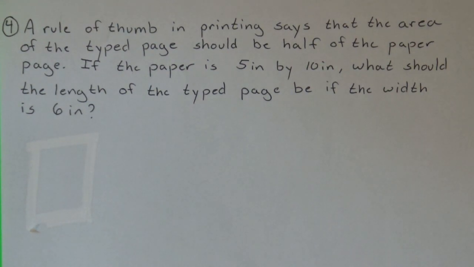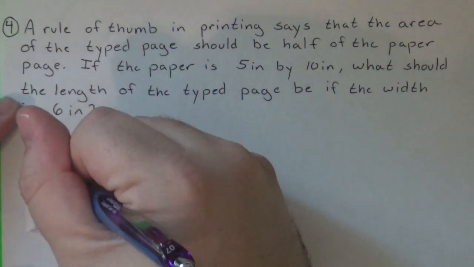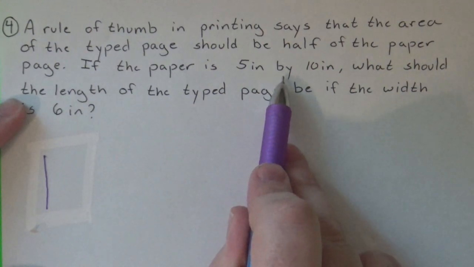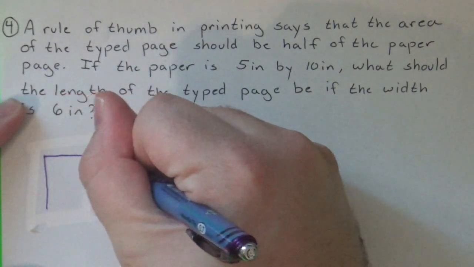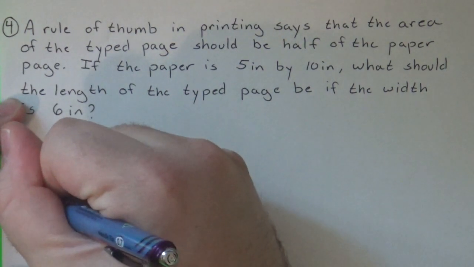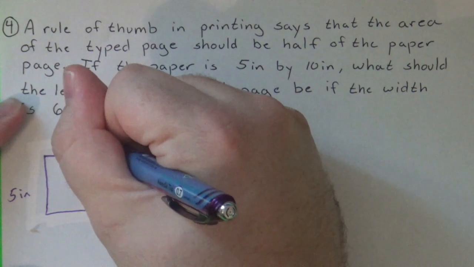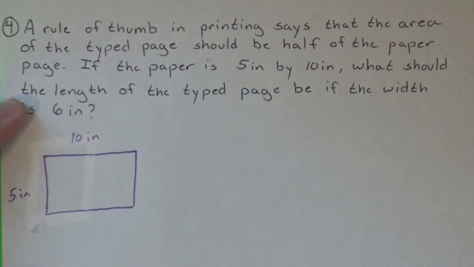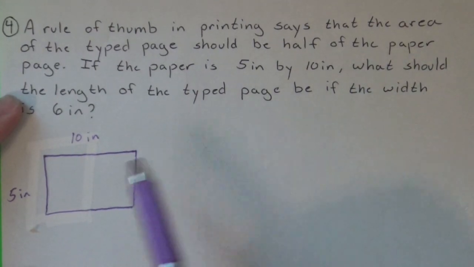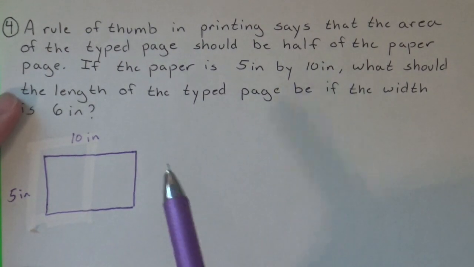Okay, so if you notice, I've been doing some drawings here. This is actually a very good one to draw out. So let's talk about this. I'm going to draw a piece of paper. All right, and it says that the paper is a 5 inch by 10 inch. So let's draw it out like this. Okay, so we know this is going to be 5 inches, and we know that this is going to be 10 inches. All right, so what do we have? The paper is 5 by 10. What should the length of the type page be if the width of it is 6 inches? What is this talking about?